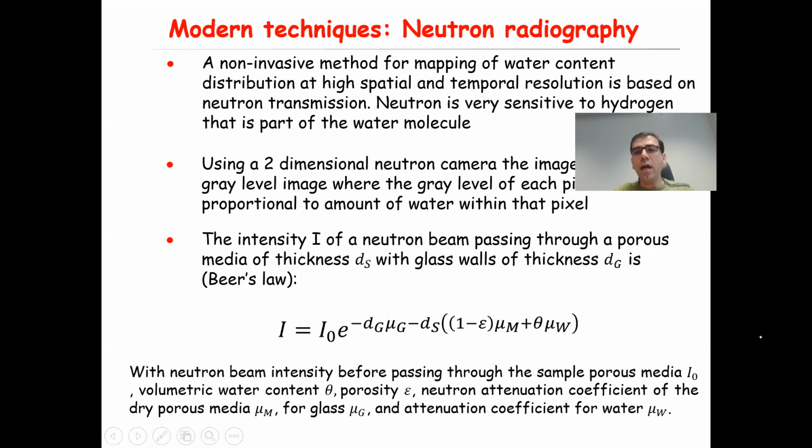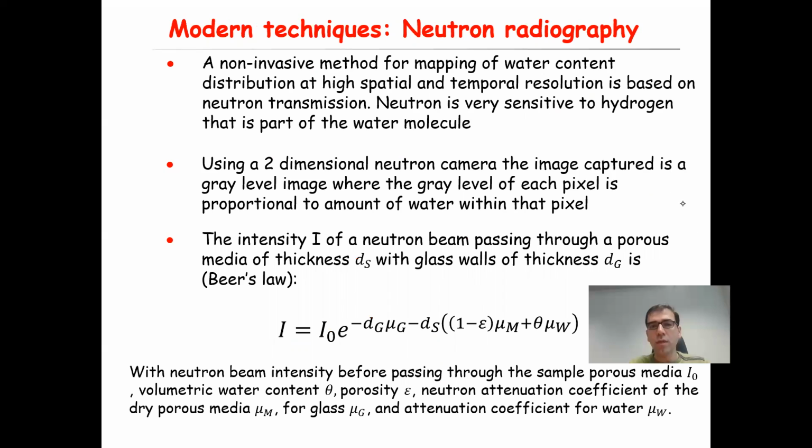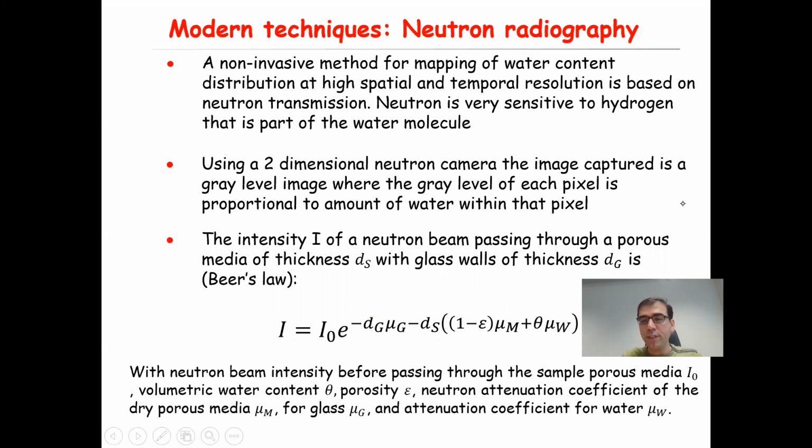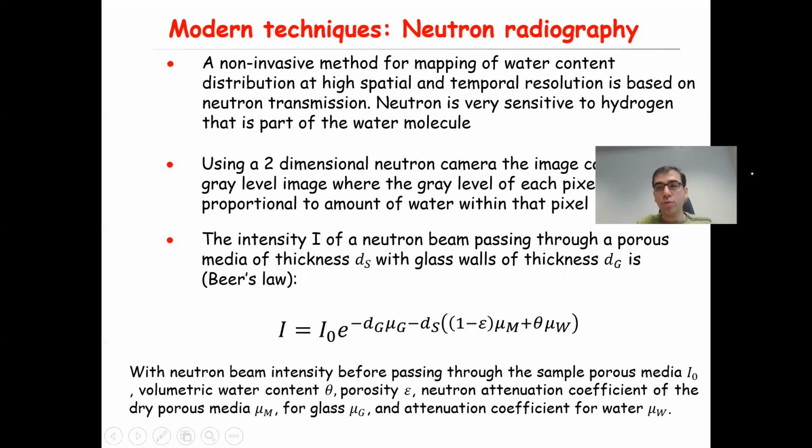So I decided I'd like to discuss a more modern technique that can also be used to measure the water content. One of them is neutron radiography, which is a non-invasive method for mapping water content distribution at high spatial and temporal resolution if necessary, based on neutron transmission. The key here is that the neutron is very sensitive to the hydrogen atom, and the hydrogen atom, as you know, is a part of the water molecule.